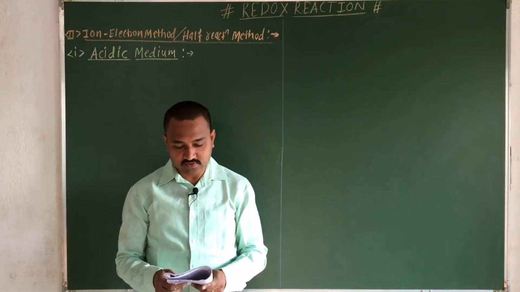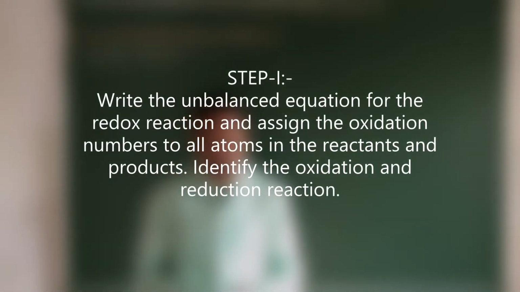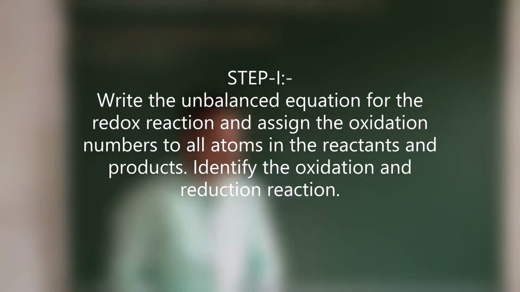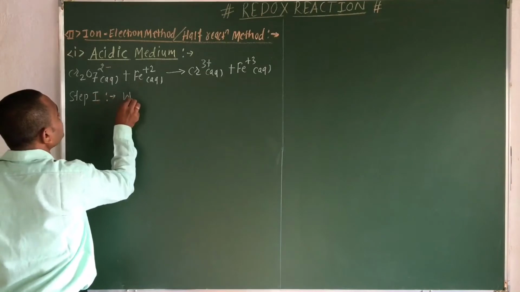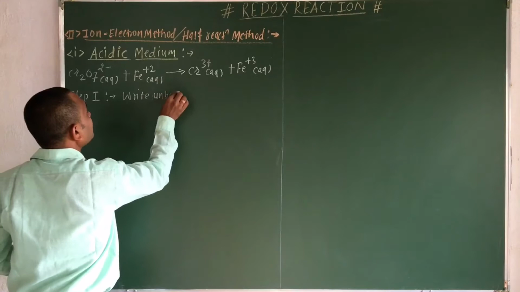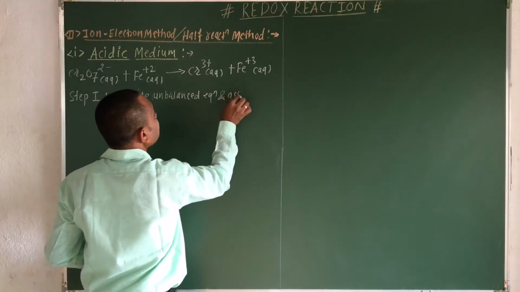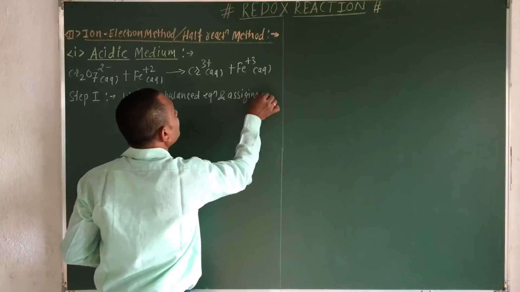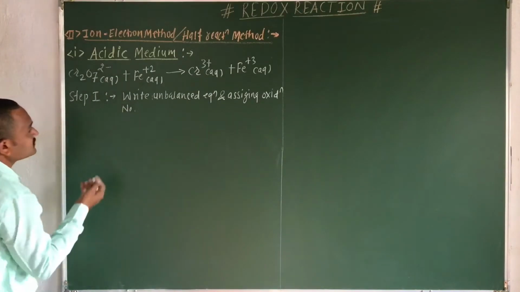Now step number one: write the unbalanced equation for the redox reaction and assign the oxidation number to all atoms in the reactants and the products. Now let us apply the first step. We are going to write the unbalanced equation and assign the oxidation numbers. Okay, so let us do it.